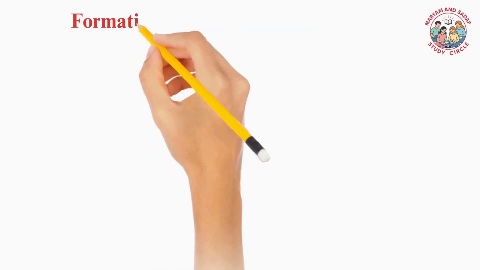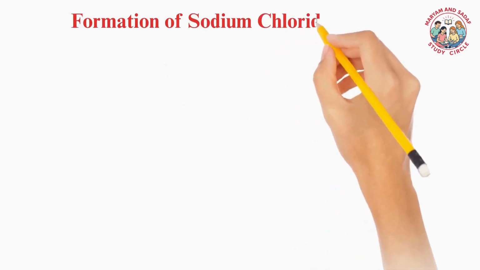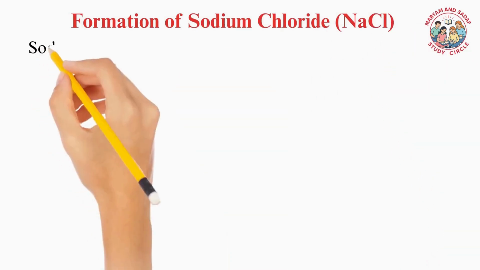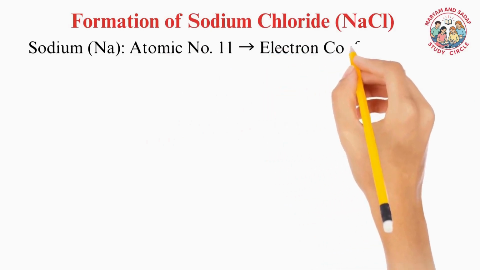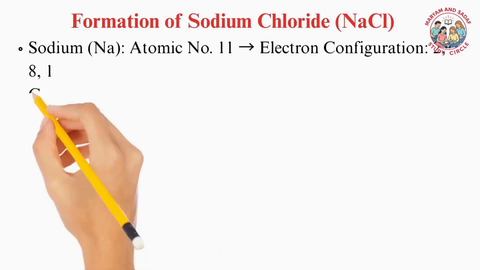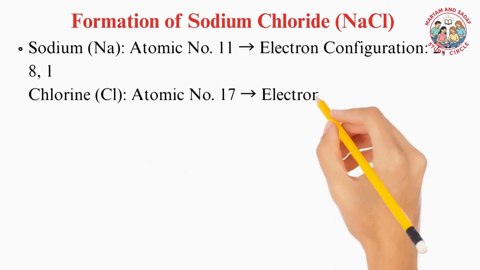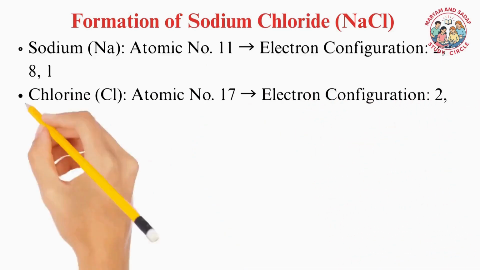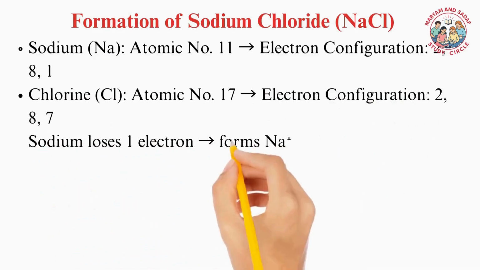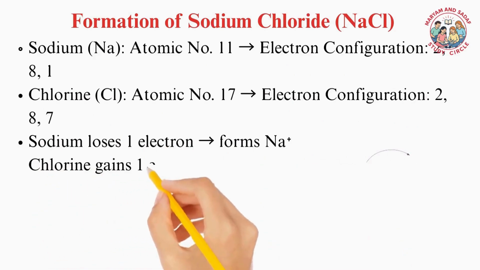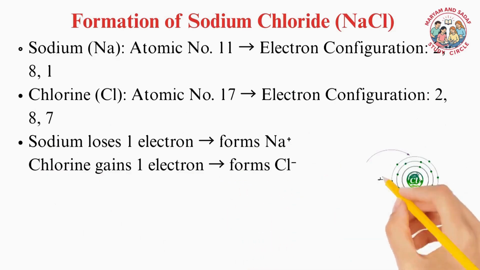Formation of sodium chloride. Sodium has atomic number 11 and electron configuration 2, 8, 1. Chlorine has atomic number 17 and electron configuration 2, 8, 7. Sodium loses one electron to form a sodium ion. Chlorine gains one electron to form a chloride ion.